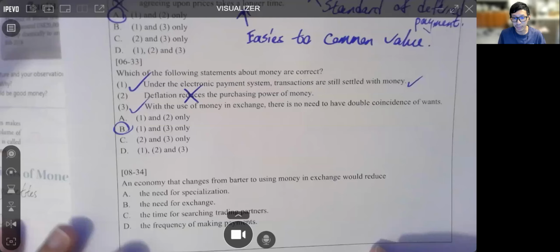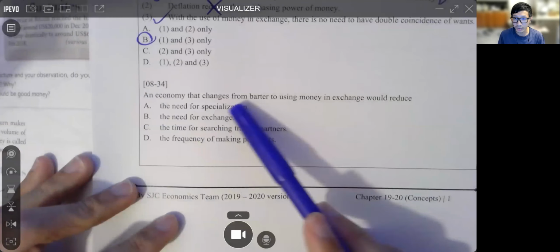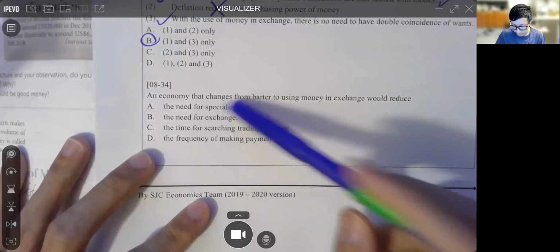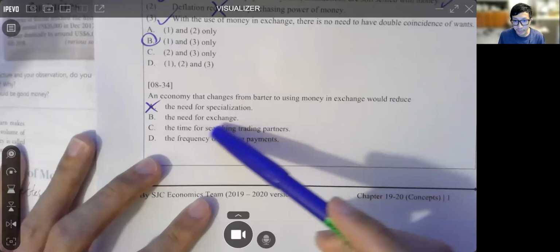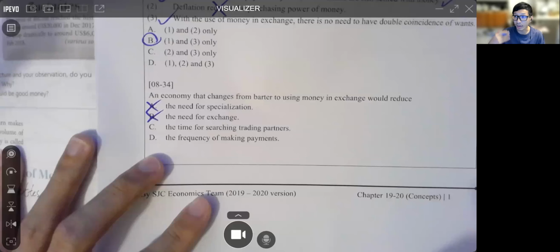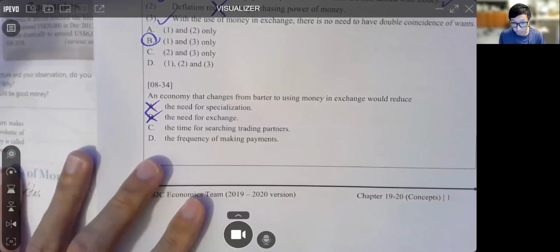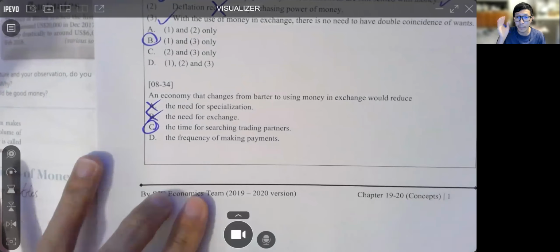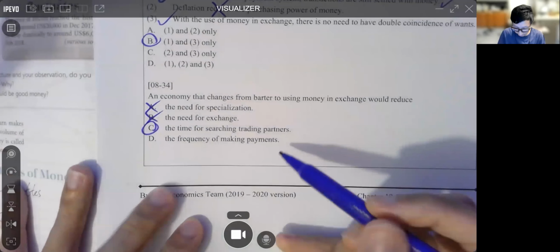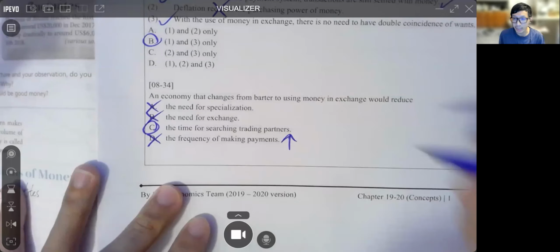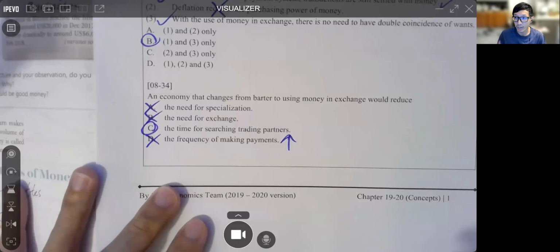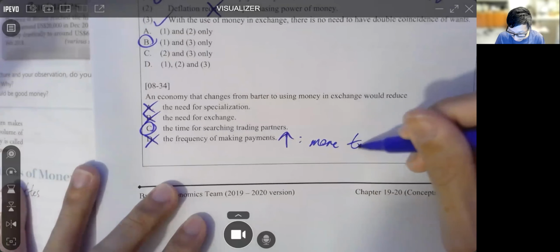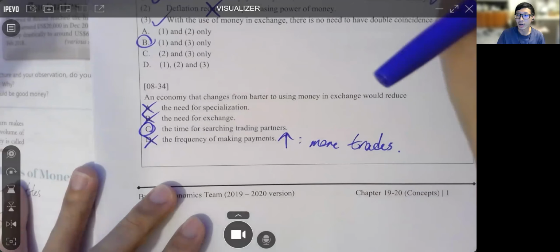好，睇到第三個：with the use of money in exchange, no need to have double coincidence of wants. Exactly. Okay. By definition. 好啦，跟住最後啦。An economy that changes from barter to using money in exchange would reduce... 我哋睇下 reduce 先咩先：the need for specialization? The need for exchange? 唔會啦，係咪？In fact, we will want to exchange for more. The time for searching trading partner, right? Because no need for double coincidence of wants. And the frequency of making payment? Actually, I think frequency of making payment with money should be increased because there are more trades, okay? 應該會多咗先啱喎。Okay, 好嗎?